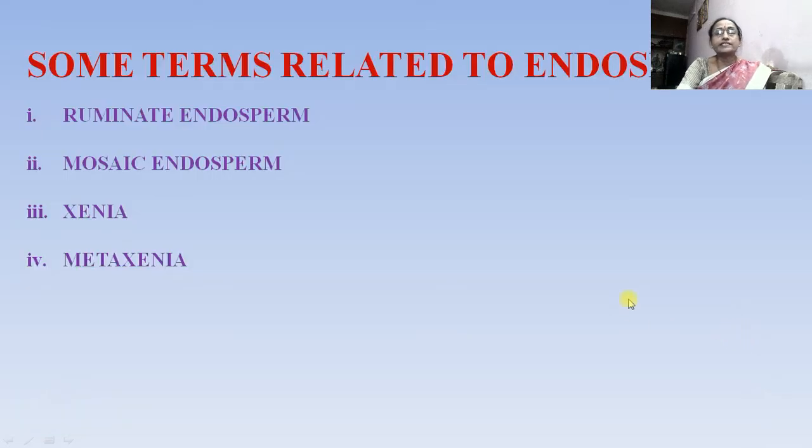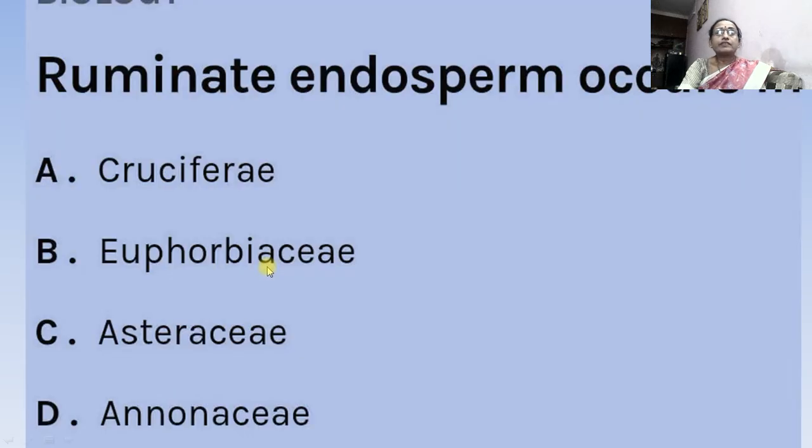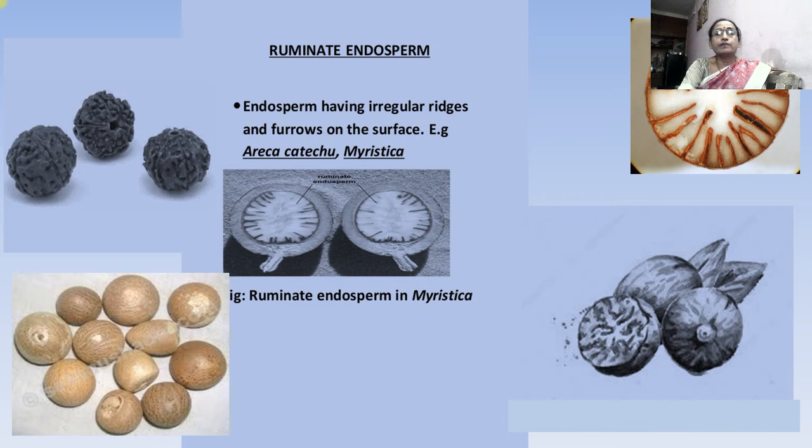Then apart from these three types, nuclear, cellular and helobial endosperm, there are some terms related to endosperm, and those terms are ruminate endosperm, then mosaic endosperm, xenia and metaxenia. Now we will study what they are. Ruminate endosperm occurs in four families: Cruciferae, Euphorbiaceae, Asteraceae and Annonaceae. These are some common families where ruminate endosperm can occur. Here ruminate endosperm is the endosperm having irregular ridges and furrows on the surface.